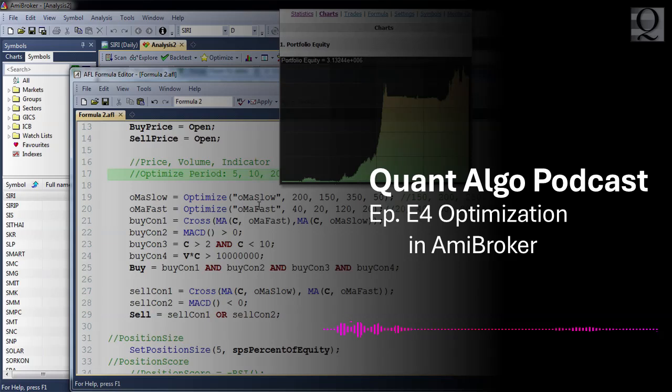So optimization is essentially like a laboratory for your trading ideas. Okay. Imagine being able to tweak different parts of your strategy, things like how long you hold a stock or where you set your stop loss, and then seeing how those adjustments play out over time. Right. Optimization in AmiBroker lets you do exactly that, but on a massive scale. So instead of manually testing one little change at a time, AmiBroker can run through tons of combinations to see what might work best.